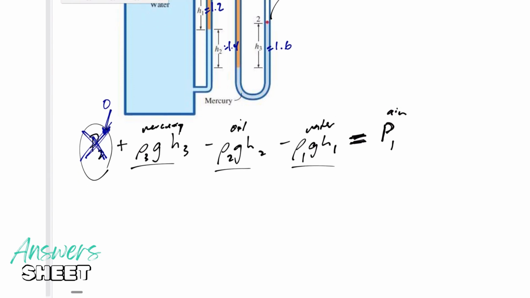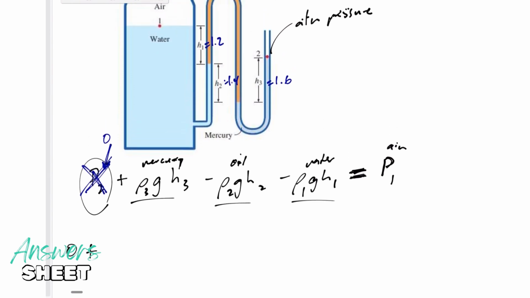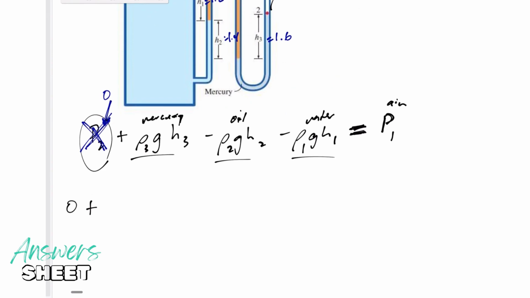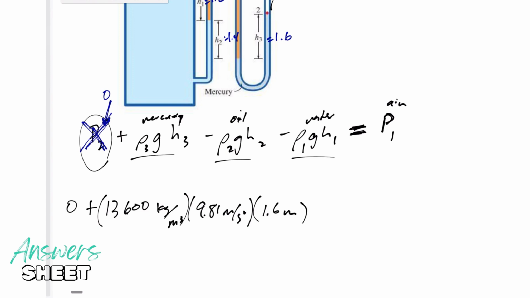All right, so 0 plus rho GH. For mercury, it just told us that the density was 13,600 kilograms per meter cubed. Gravity, for English, this is SI unit, sorry, 9.81 meters per second squared. And a height, H3, of 1.6 meters. All right, and so this is going to give me PA.